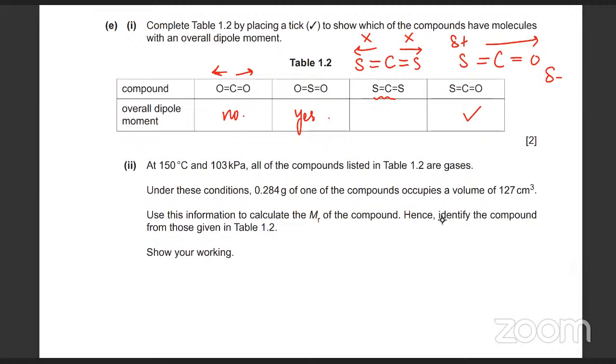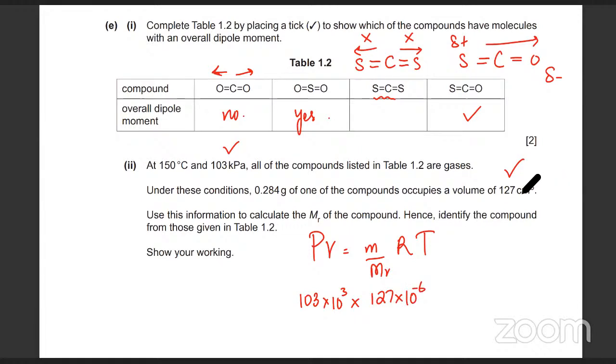So it's a PV equals nRT question. n is moles, so moles is mass over Mr. The pressure has to be in pascals, so that's 103 times 10 power 3 pascals. The volume must be in meter cube, so it's 127 times 10 to the power minus 6. If you want to convert cm cube to meter cube, you multiply by 10 power minus 6.